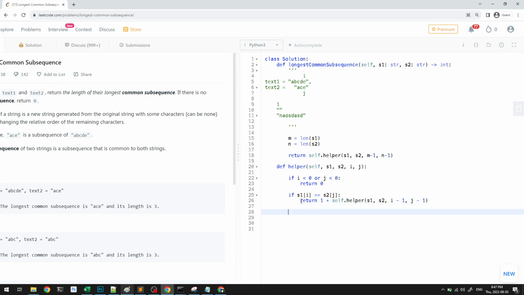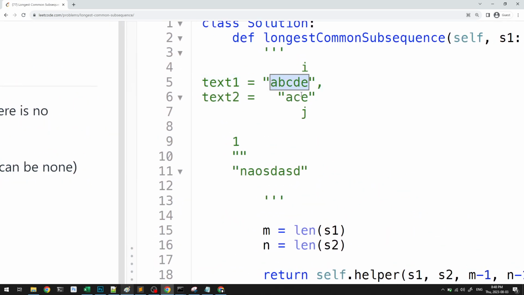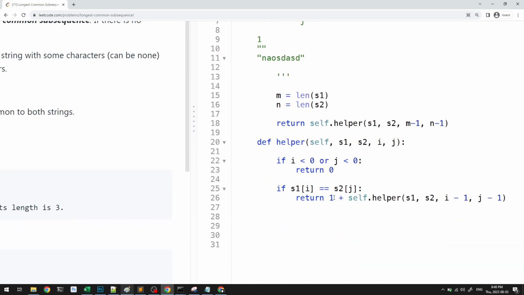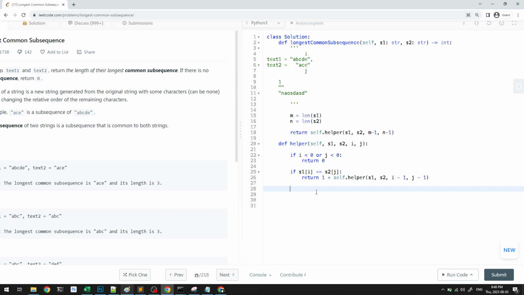If this isn't the case, then either we compare this entire sequence with maybe this, or we compare this entire sequence with maybe this, to see if there's a match there. But notice that here we're not adding 1, because these two elements don't match, so we can't really add 1. In this case, if the elements are not equal, we will return the maximum of these two calls. What would the calls be? It'd be self.helper, S1, S2.